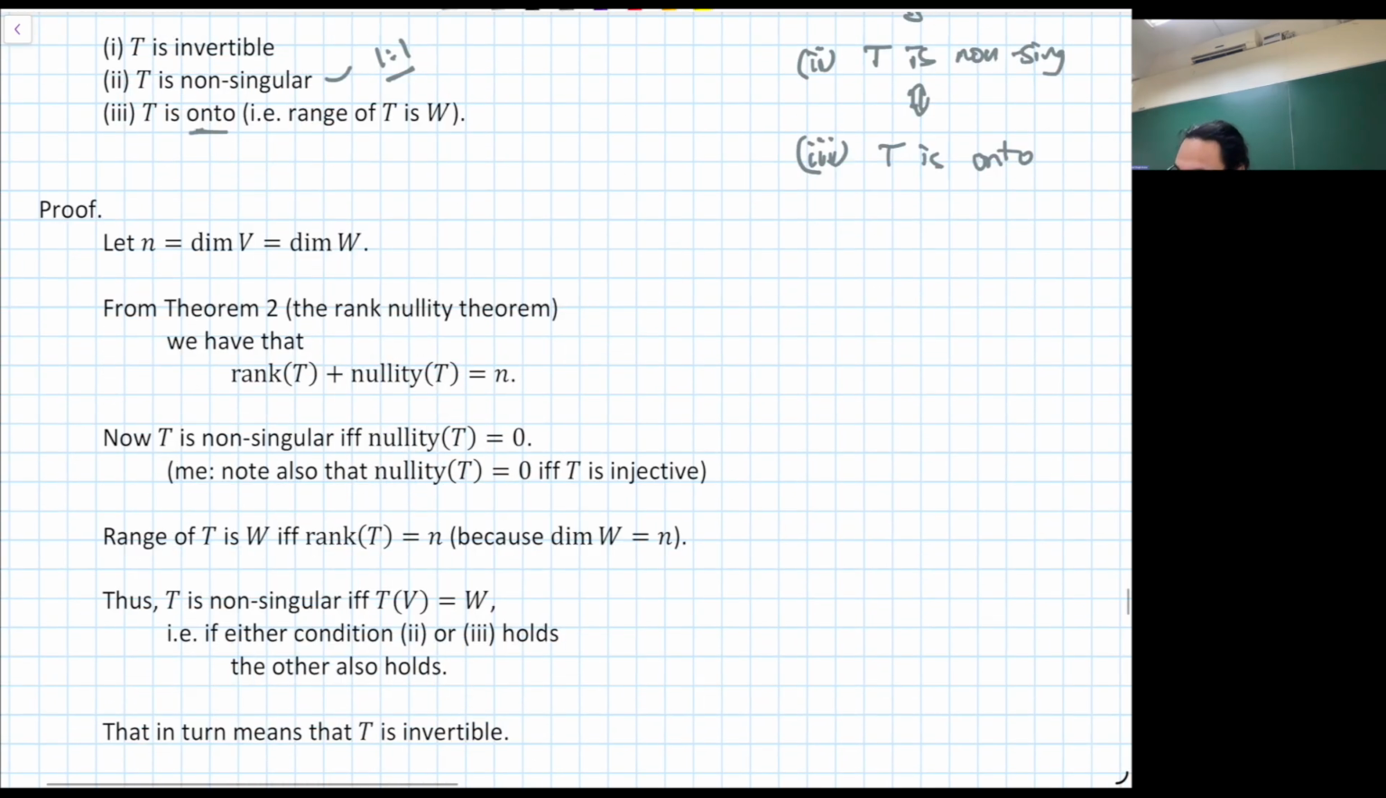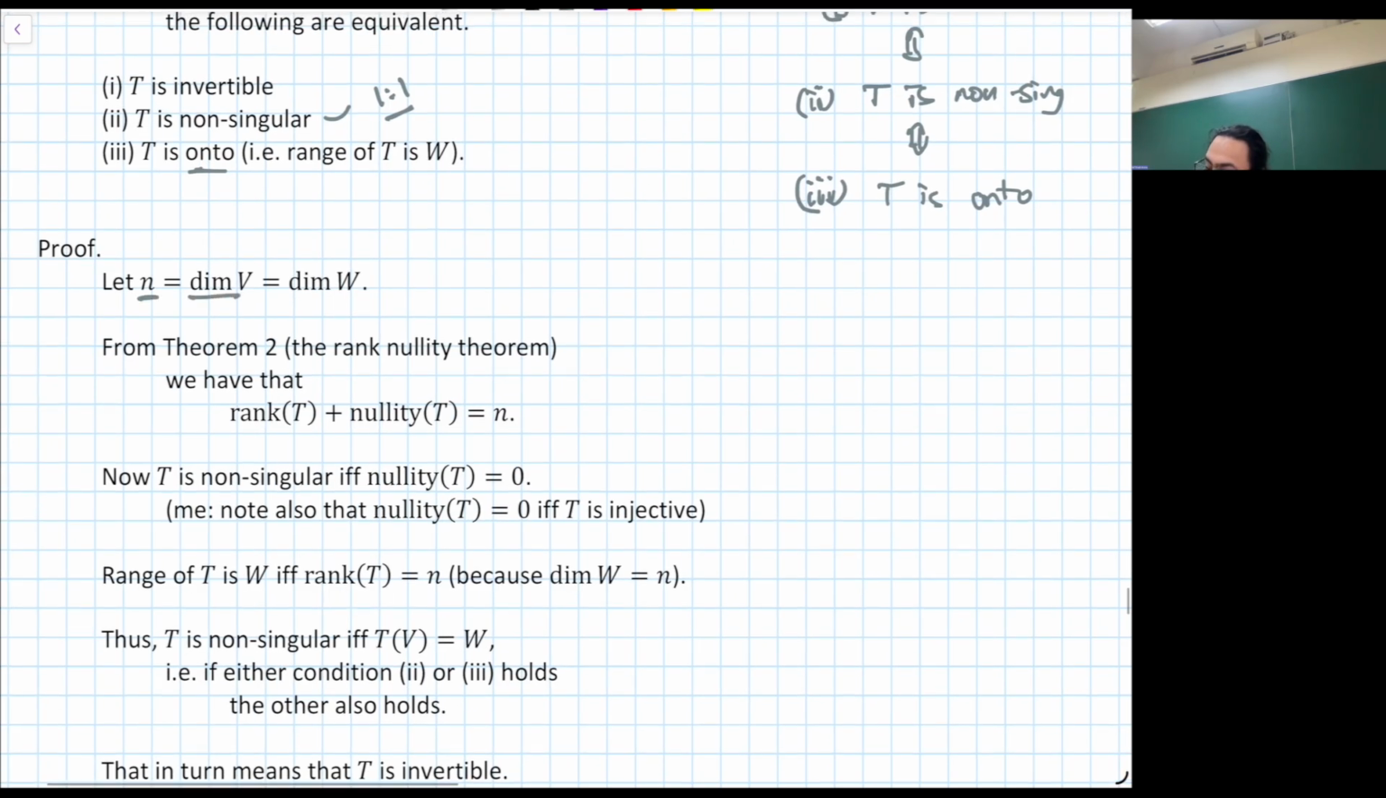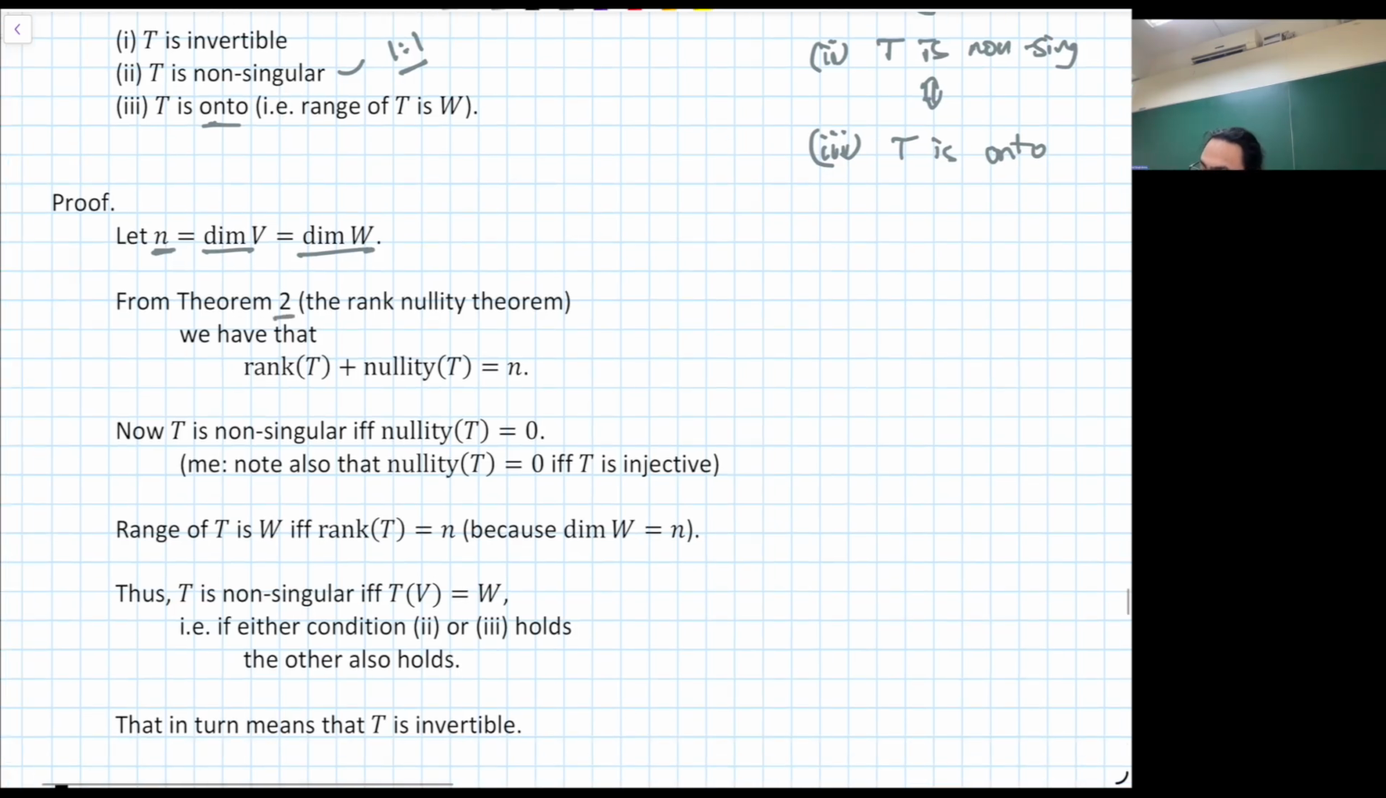All right, so let's start. Let the dimension of V and the dimension of W be little n. Now from theorem 2, the rank nullity theorem, we have that the rank of T and the nullity of T add up to the dimension of the space.